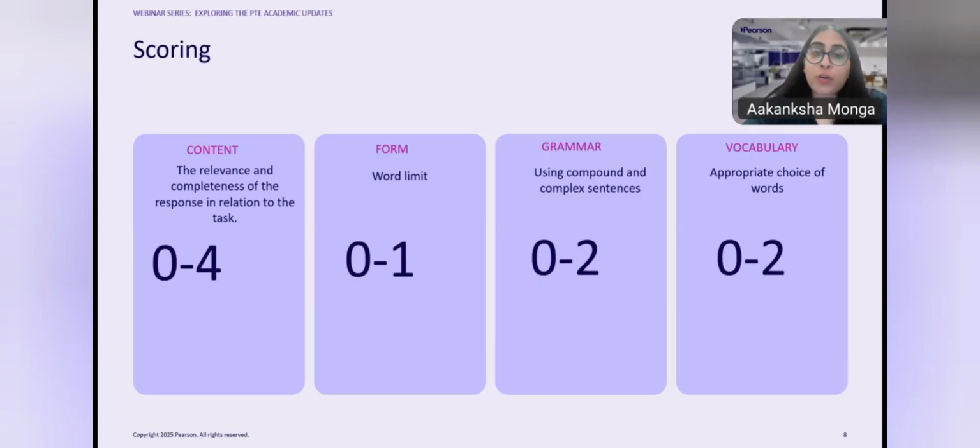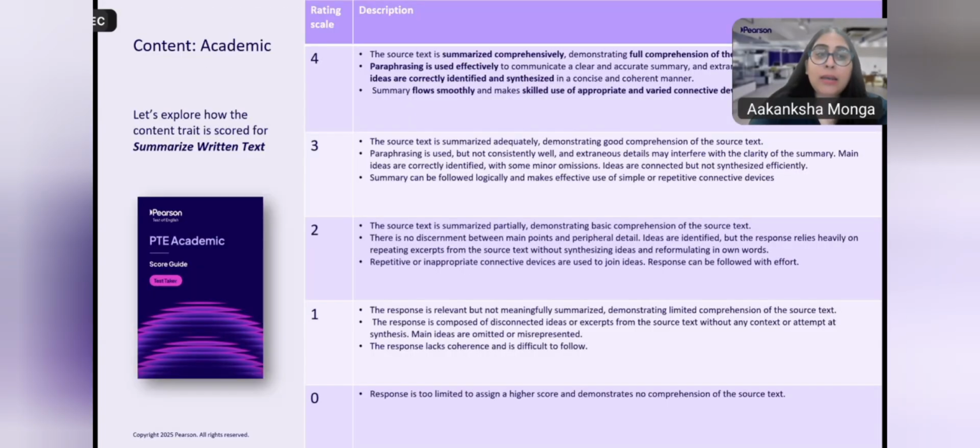Then form, which refers to the word limit. Since content is scored in this question type on a scale of 0 to 4, this is what that looks like.